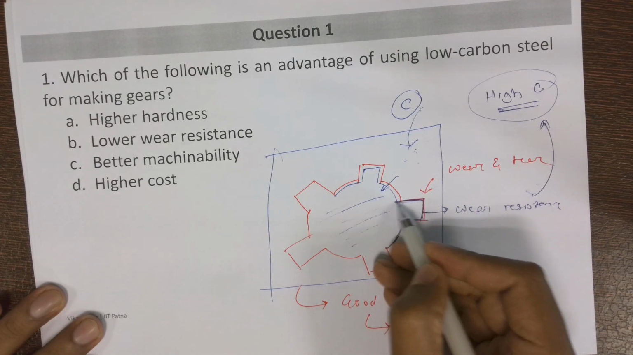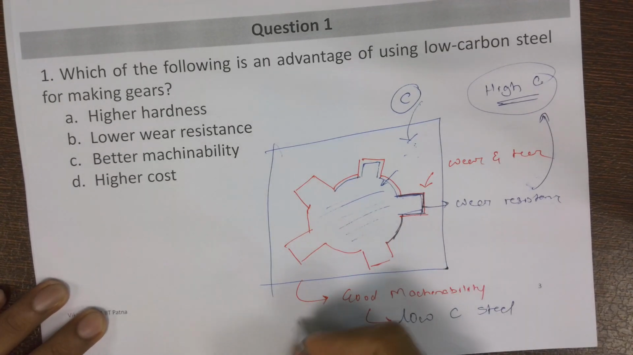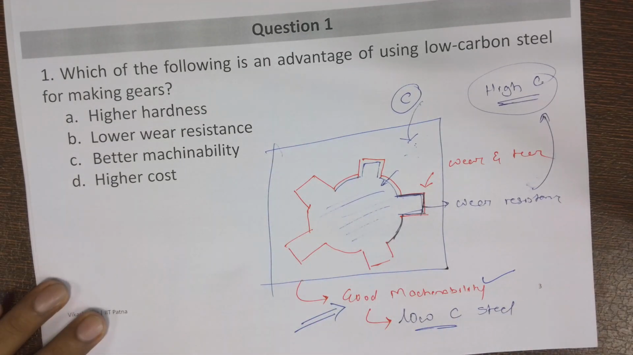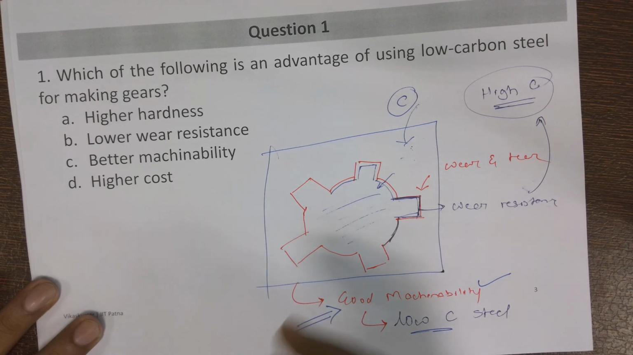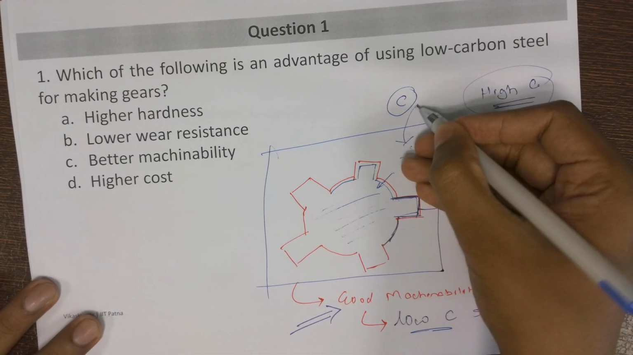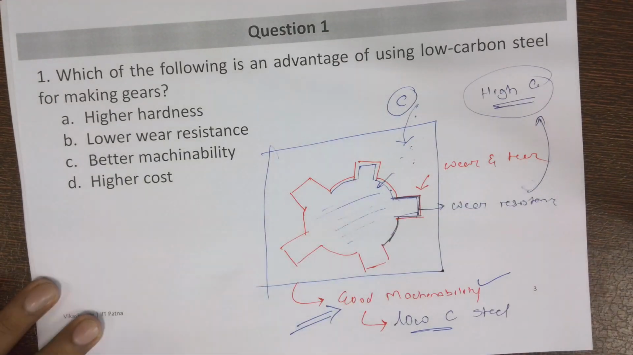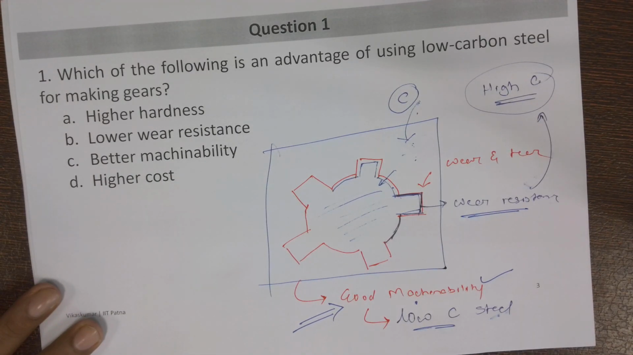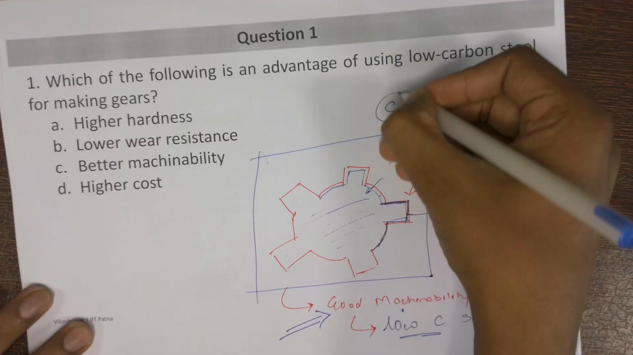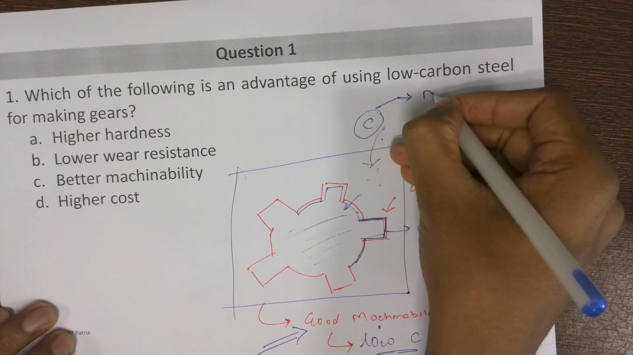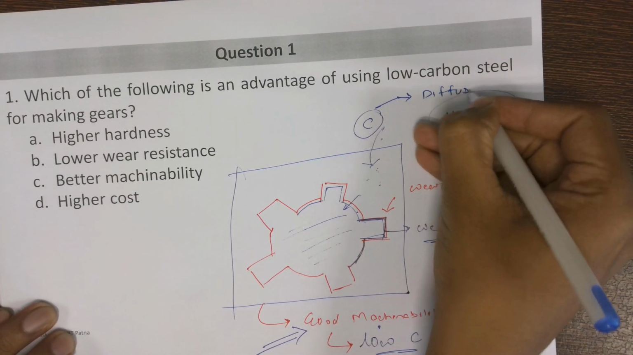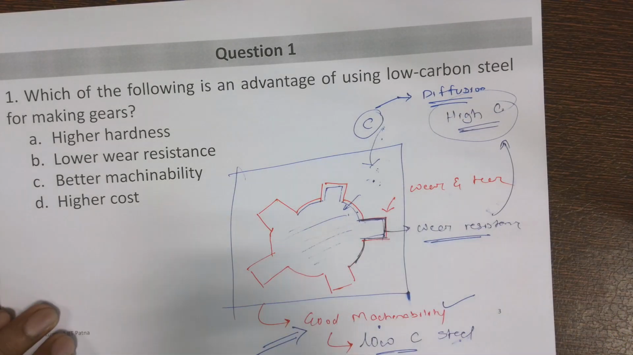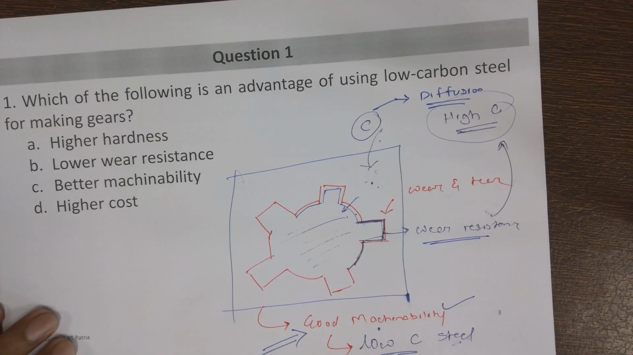So what have we achieved by that? Initially, with the help of the low carbon, we got good machinability and were able to make the complicated shapes. Now, by the diffusion of carbon from the atmosphere into the surface layer, we increase the wear resistance and the hardness of the steel. So this is where diffusion comes into play and is very important. The phenomenon of diffusion from the atmosphere to the inside is what is important to us.